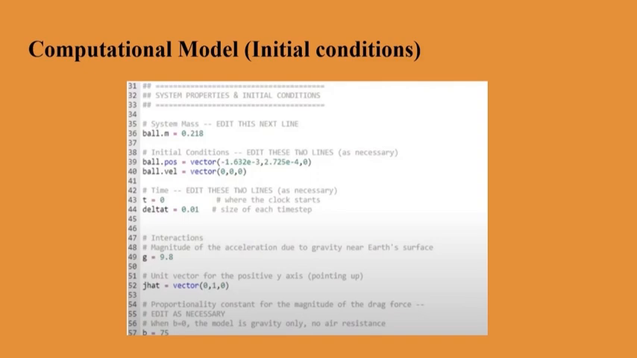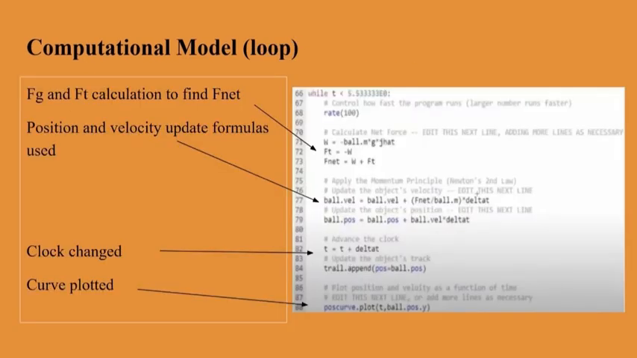So for the initial conditions in the computational model, we have the same ball mass, position, and velocity as mentioned in the previous slide, and delta t is still 0.01, and then we have gravity as 9.8 and j hat as <0, 1, 0>. For the first timestamp in the loop, we use t equals 5.533. And then you can see we calculated force of gravity and the force of tension to calculate the total net force. And then the position and velocity update formulas were used to update the position and velocity. And then we changed the clock and plotted the curve.